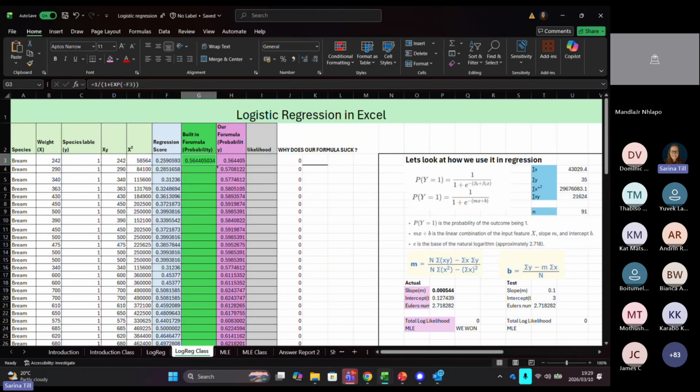And you'll see that this one has more decimal points, but we are pretty much spot on.